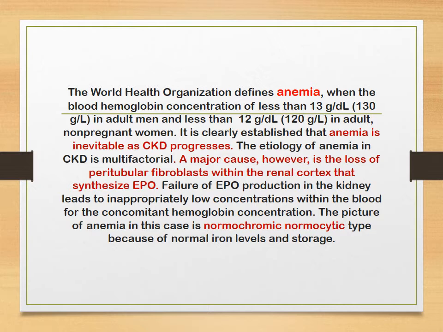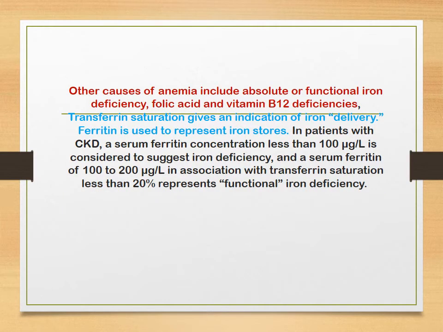The type of anemia is usually normochromic and normocytic because of normal availability of iron and iron storage. Sometimes anemia may be due to loss of iron, and this can be evaluated by serum ferritin and transferrin saturation. In this case, the picture of anemia may differ, may be microcytic, hypochromic, but as mentioned, the major condition of anemia in chronic kidney disease is normochromic, normocytic, due to the loss of erythropoietin rather than iron deficiency.